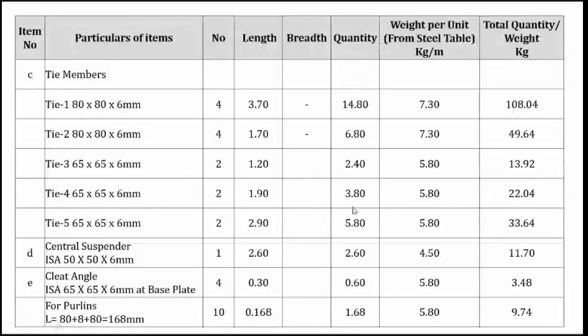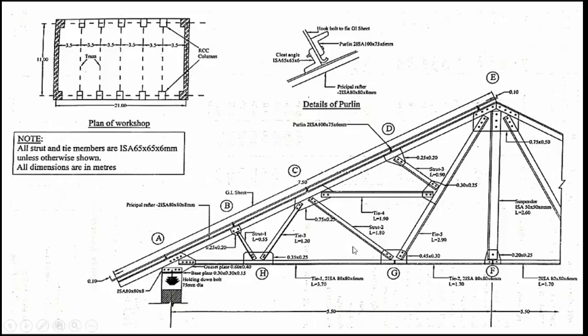And so therefore we will now have tie member number 5, 65 by 65 by 6, two numbers, length is 2.9. If you multiply, you get these answers.